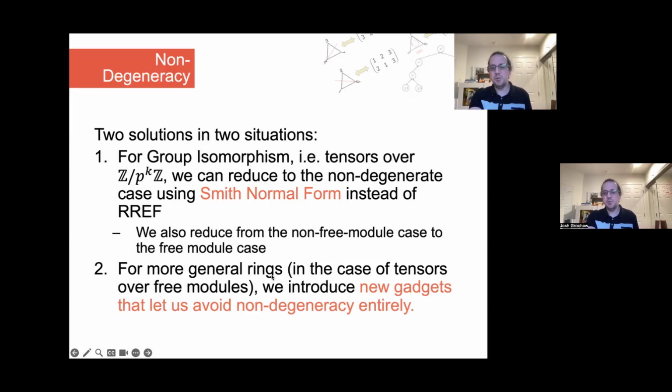Okay. Over more general rings, in the case of tensors over free modules, where now we're assuming free modules, we actually introduce new gadgets that let us avoid non-degeneracy entirely for some of the reductions.